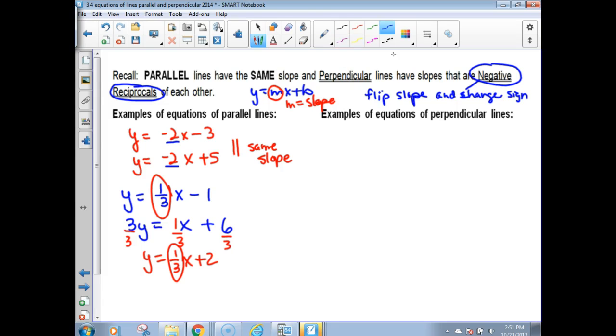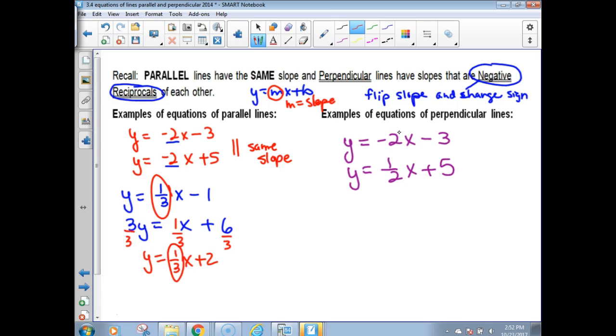Next one, we're going to talk about equations of lines that are perpendicular. If I had the same equation over here that I started with on the parallel lines, y equals -2x minus 3, the line perpendicular to it would need to have a slope that is not -2, but flip the 2 and change the sign, 1/2. I just made it up and showed you a way to look at the slopes.